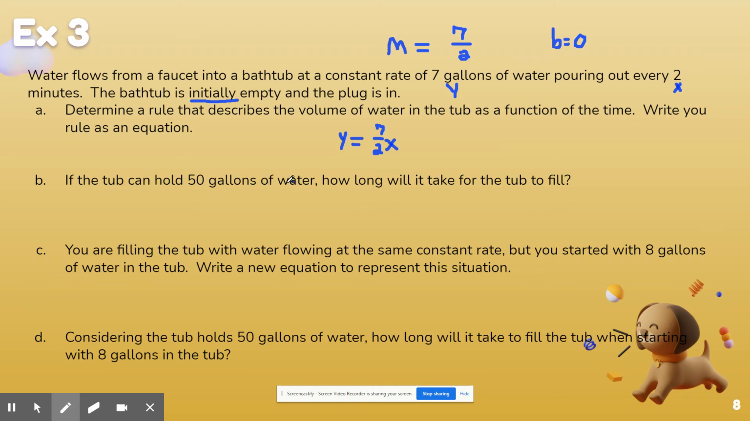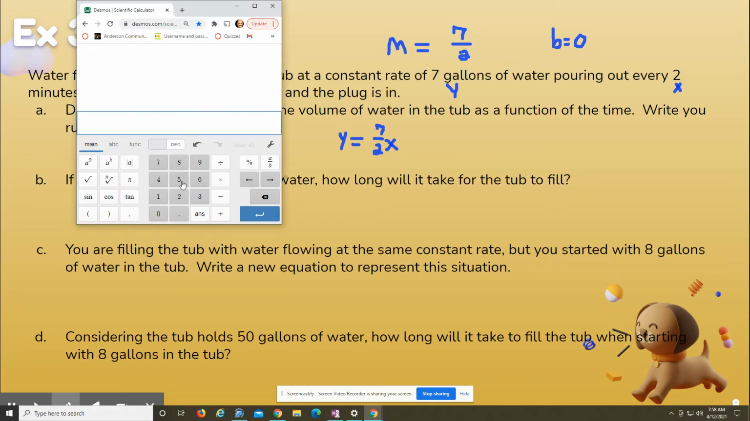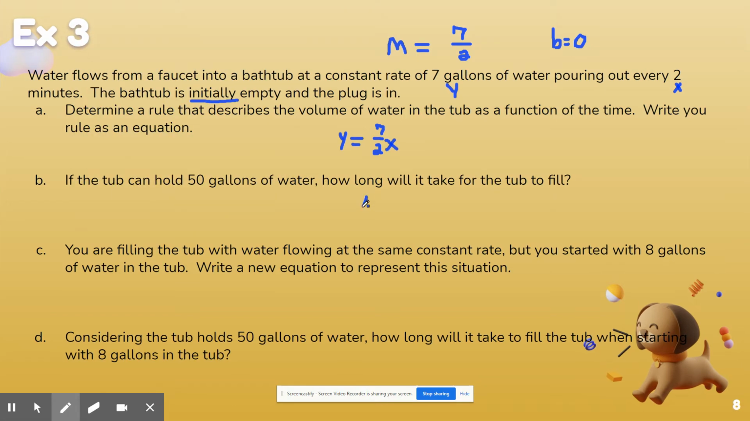If the tub can hold 50 gallons of water, how long will it take? Here's what you do. You plug in 50 for the y, and so then you just pull up a calculator and you say, well, 50, to undo 7.5 times x, we would divide. So divide by 7.5, we get 14.28. And then it told us that we were using minutes up here in the top. So this would be 14.28 minutes.